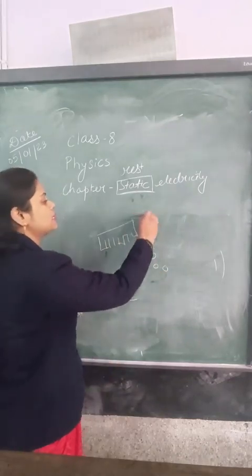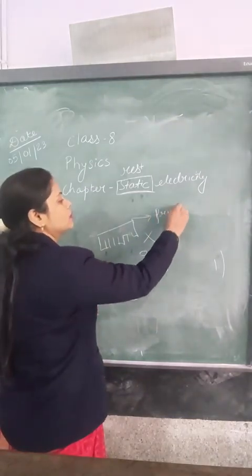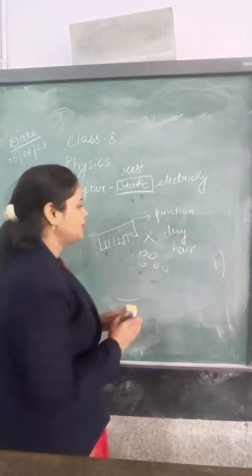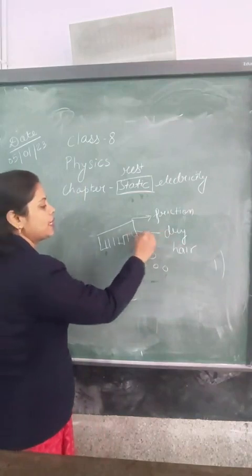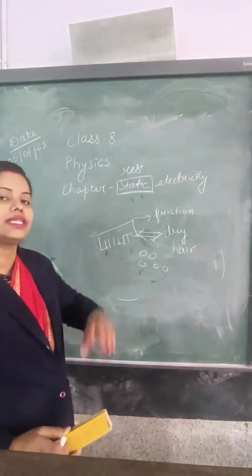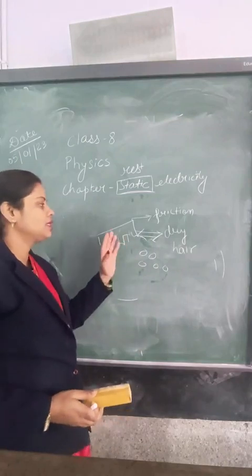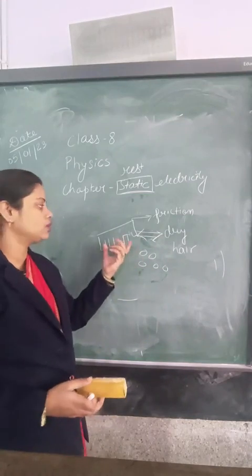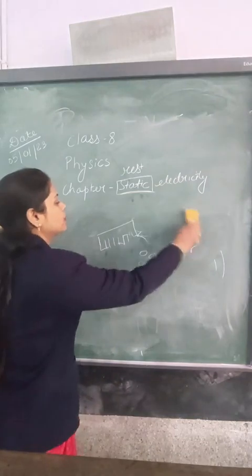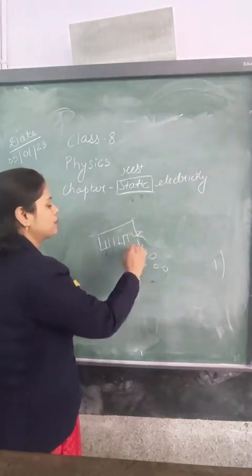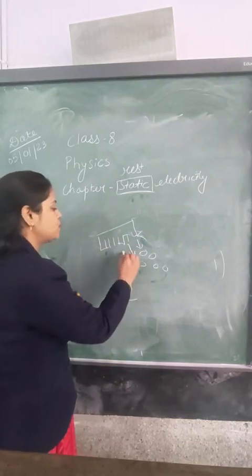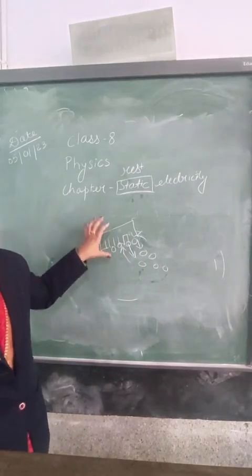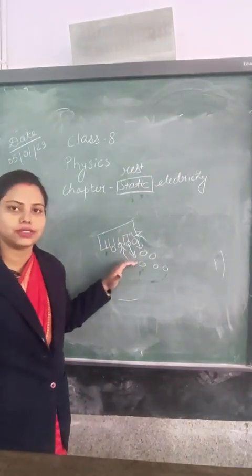Then rub this plastic comb with dry hair. When the plastic comb is rubbed with dry hair, it results in the loss and gain of electrons between the comb and the dry hair. After friction, when the charges are developed on the comb, bring the comb near the bits of paper again. We will observe that the bits of paper cling to the teeth of the comb. This shows the formation of static charges.